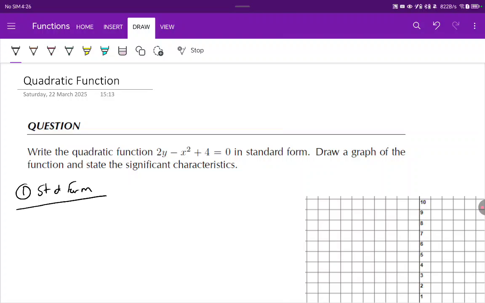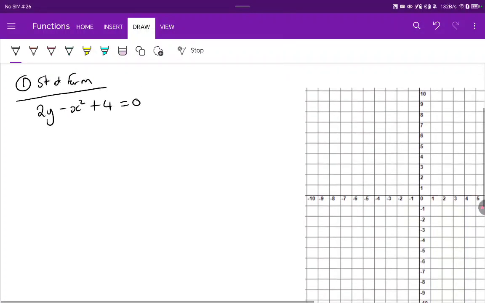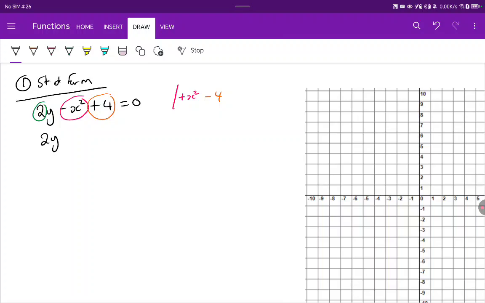Okay, so 2y minus x squared plus 4 equals 0. We're going to go ahead and do standard form. 2 is attached to y, x squared and 4. We're going to remove those two first, so we can say, okay, minus x squared becomes plus x squared on both sides, and plus 4 becomes minus 4 on both sides. That's beautiful. So we have 2y equals x squared minus 4.